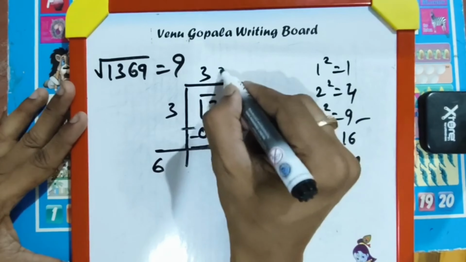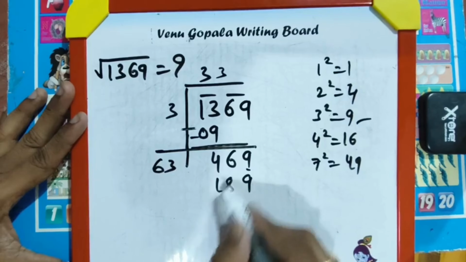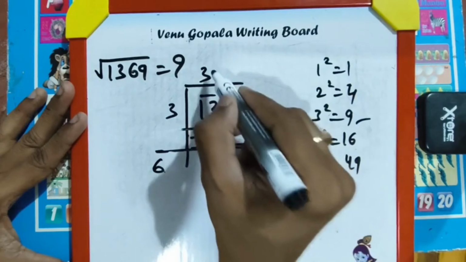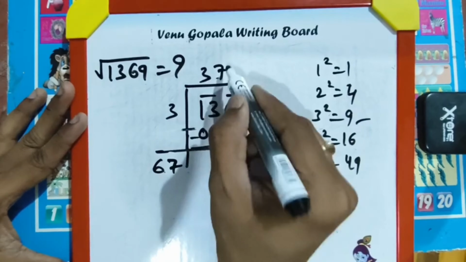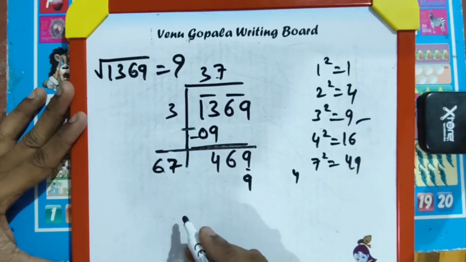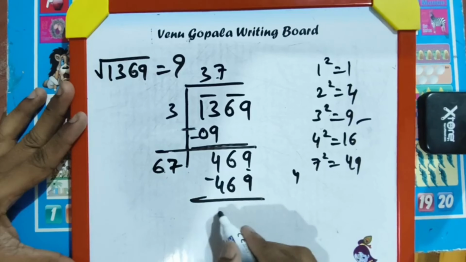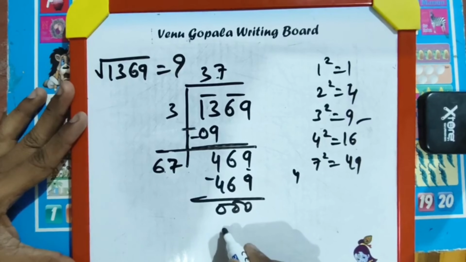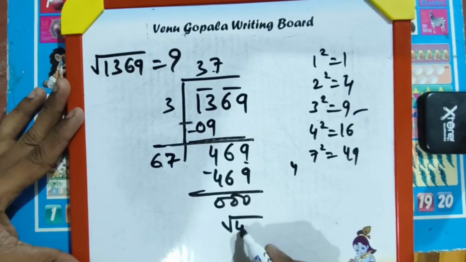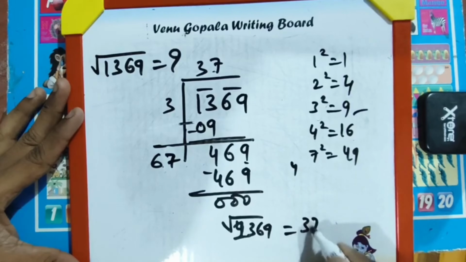Let us take this highest number here. 3 3 you try. 3 3s are 9. 3 6s are 18. It is not giving you the correct answer. Therefore, I'll try by 7. 7 7s are 49. Carry 4. 7 6s are 42 plus 4, 46. Now you subtract, the remainder you get is 0. Therefore, the square root of 1369 is equal to 37.